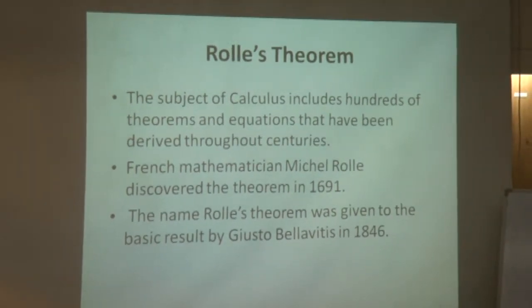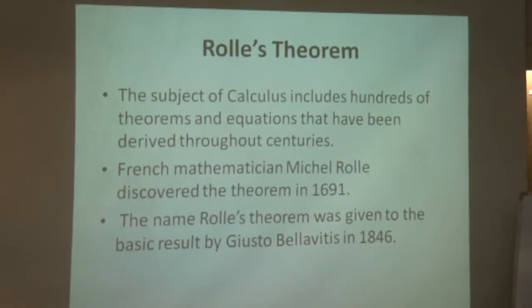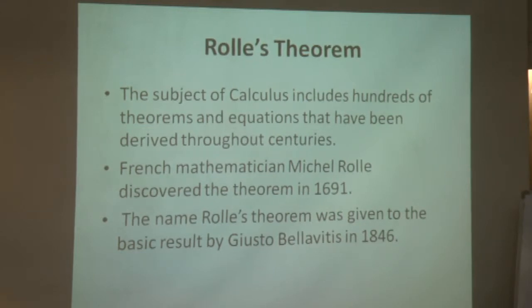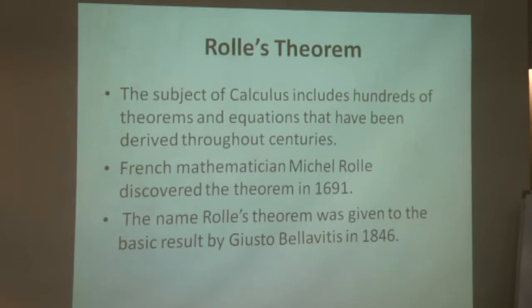We will try to see how Bhaskaracharya knew about Rolle's theorem before Rolle actually invented it. Let us have a look at this Rolle's theorem. The subject of calculus includes hundreds of theorems and equations that have been derived throughout the centuries. French mathematician Michel Rolle discovered the theorem in 1691. The name Rolle's theorem was given to the basic result by Giusto Bellavitis in 1846.